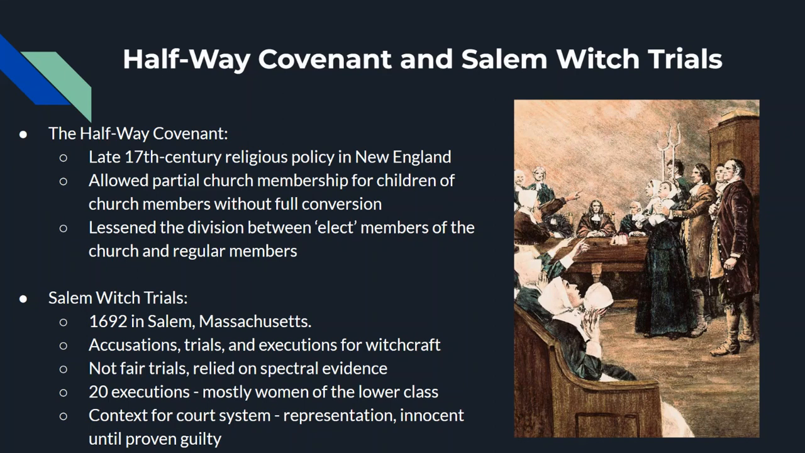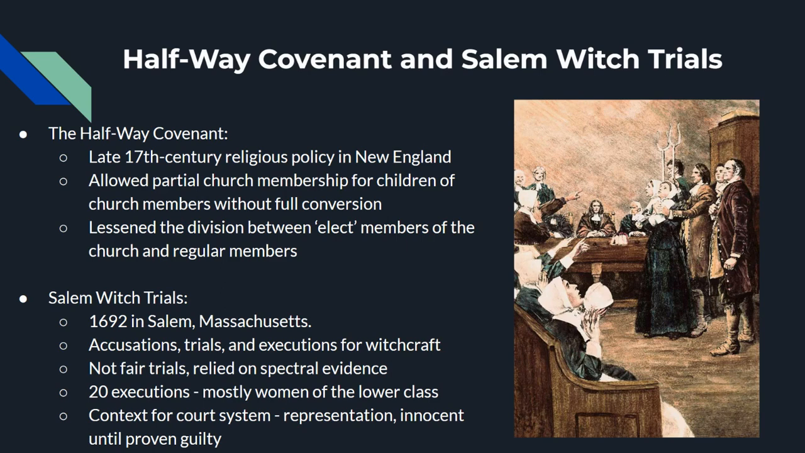All right, and so now a similar religious theme, that's kind of why I put these together, is the Salem witch trials. Now, these occurred in 1692 in Salem, Massachusetts, and they were a series of accusations, trials, and even executions for people that they thought were witches. And while they weren't witches, the trials that they had were not fair. They relied on spectral or religious evidence.